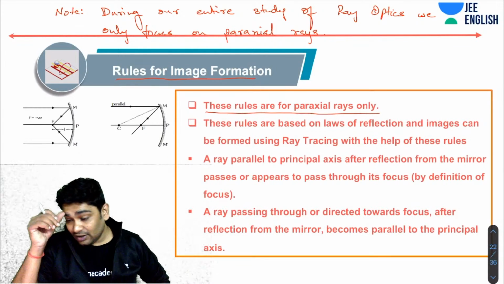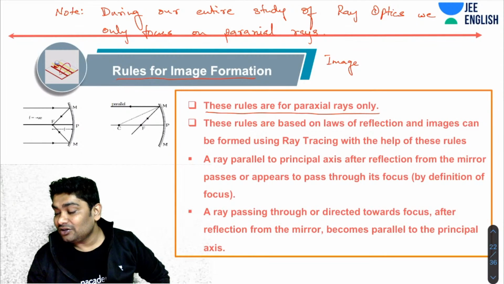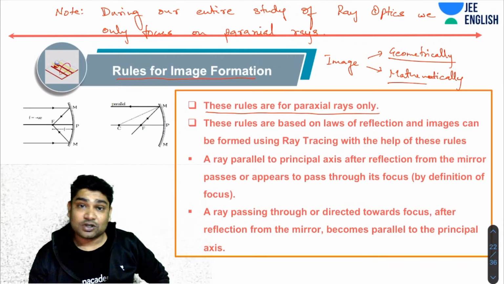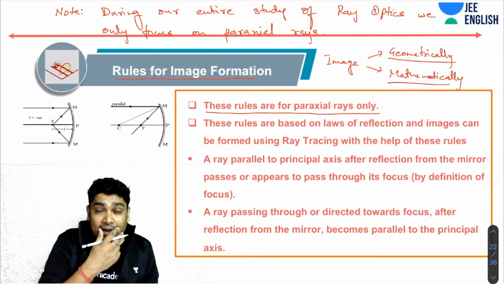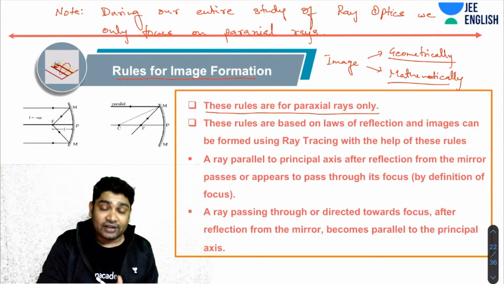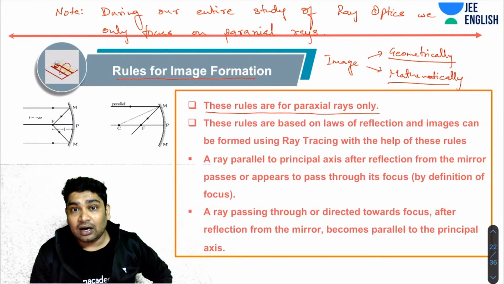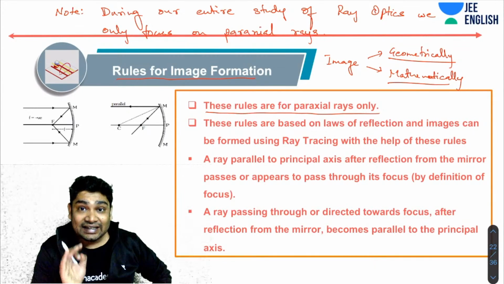Again, an image can be found using two methods: geometrically and then mathematically. First, we are talking about geometrically. Geometrically, the method that we use is called ray tracing, in which we draw a ray of light incident from the object and then trace how it will behave after the reflection. The point of intersection, or the apparent point of divergence, is where we will see the image. That is how we find images using ray tracing.